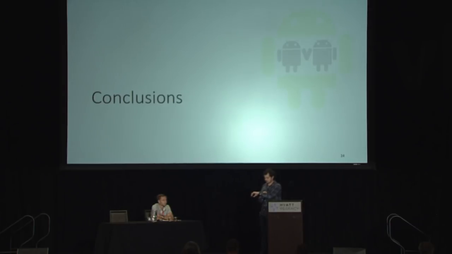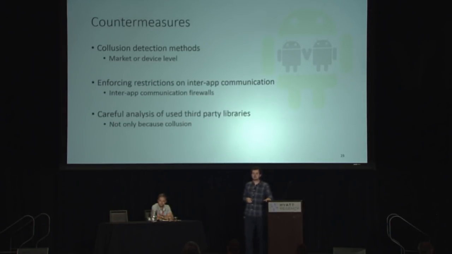So just concluding, the first thing is how these things can be fought. First, it would probably be interesting to develop collusion detection methods at market or device level. And in order to develop this, we think that it would be interesting to check how apps use the different communication channels that they have.